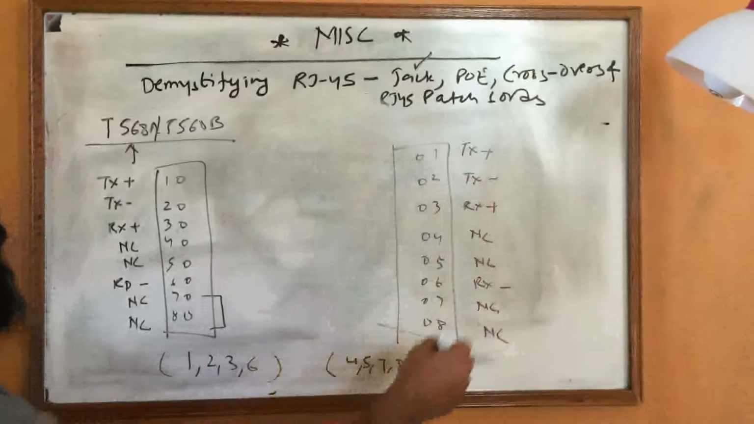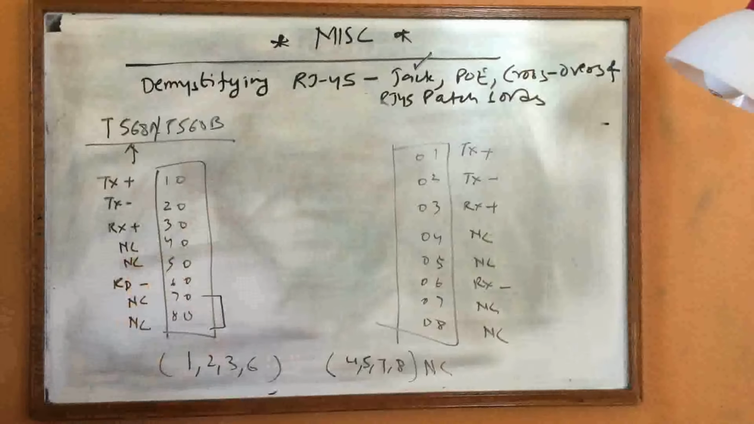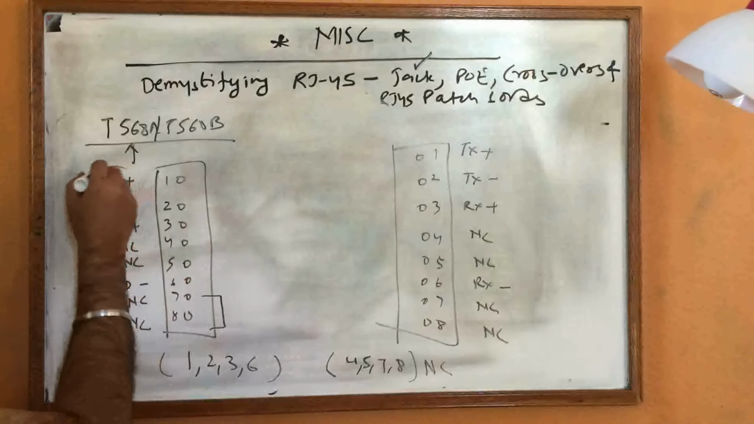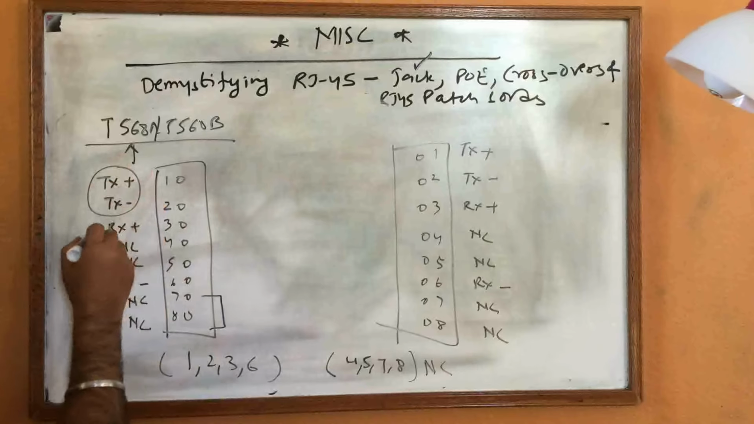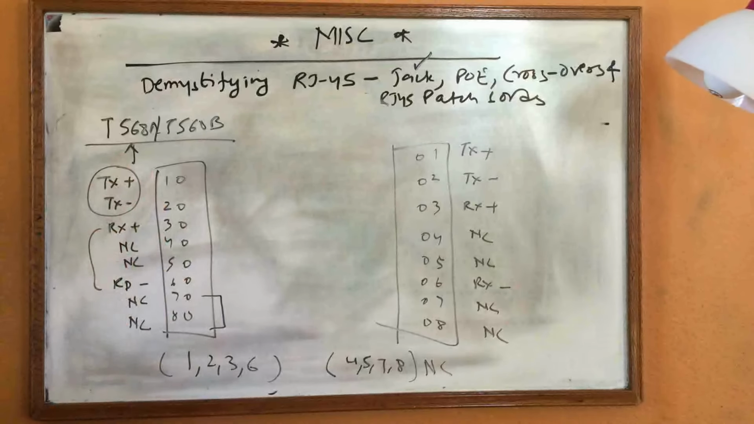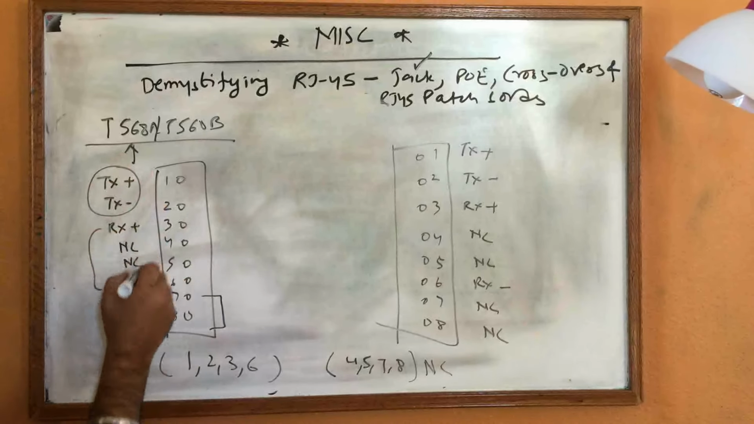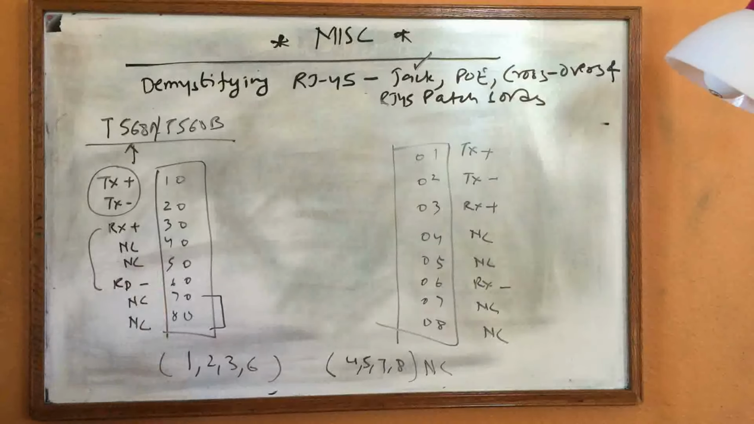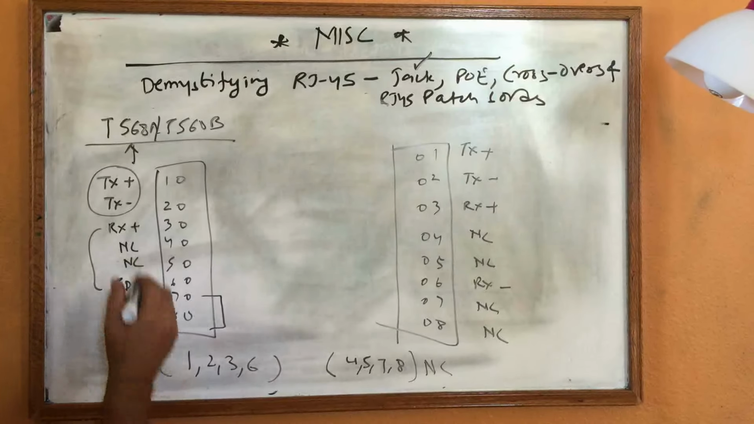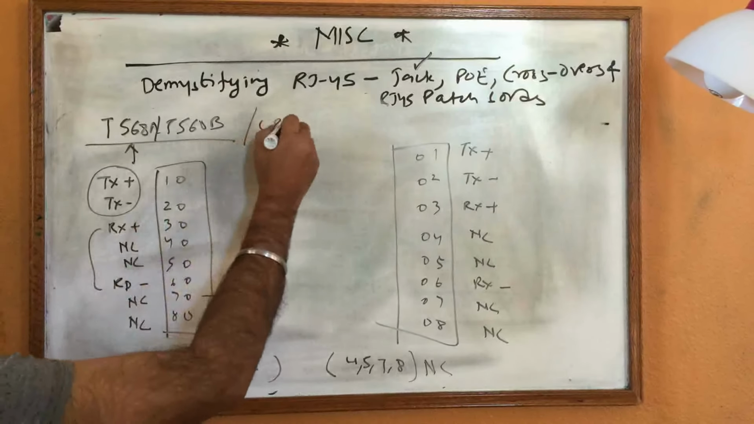This is what you need to understand, because just a few minutes back I was trying to explain why TX is 2 sets and why RX is also 2 sets. We will talk about power over Ethernet for these NC connections, because these NC connections are actually used to transmit the power over the Ethernet. That's why it's called PoE. So let's talk about the crossover cables, right?